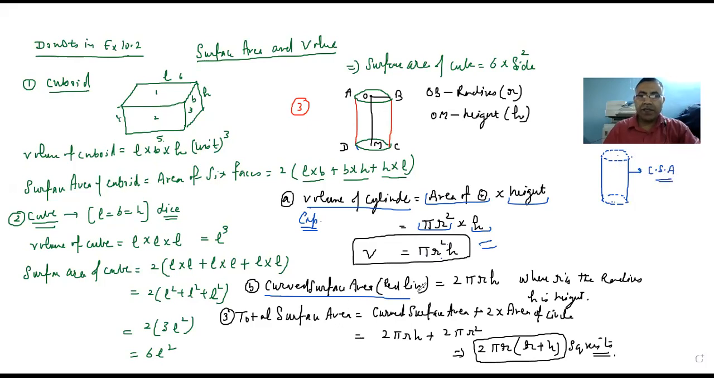So the formula to get the curved surface area is 2 pi r h. Here r is the radius and h is the height. That I have written. r is the radius and h is the height.